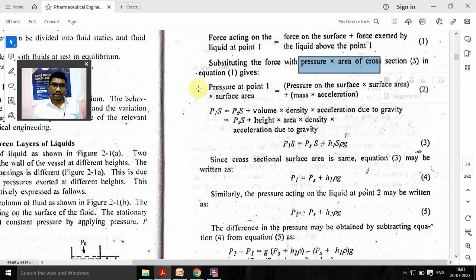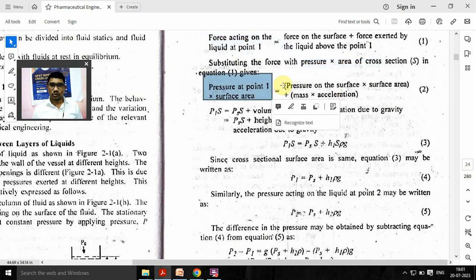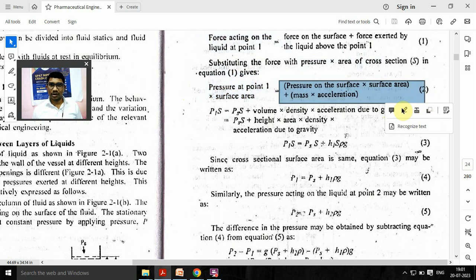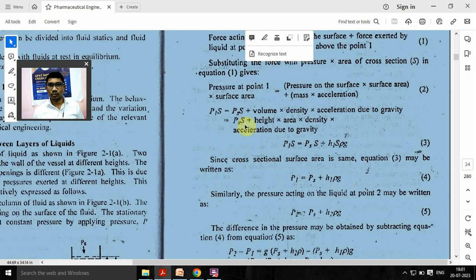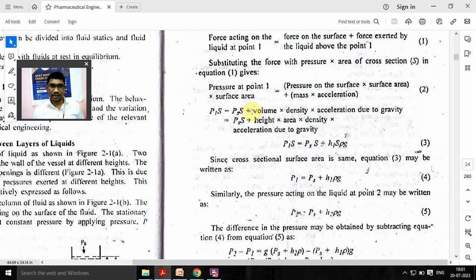So pressure at point 1 into surface area is equal to pressure on the surface into surface area plus mass into acceleration. तो प्रेशर को P बोलो, ये क्रॉस सेक्शन एरिया को S बोलो. P1 S1 is equal to PS, मतलब प्रेशर एट अ सरफेस इनटू एरिया, प्लस, ठीक है, प्लस में क्या है यहाँ पे मास इनटू एक्सेलरेशन. मास इज इक्वल टू क्या है?